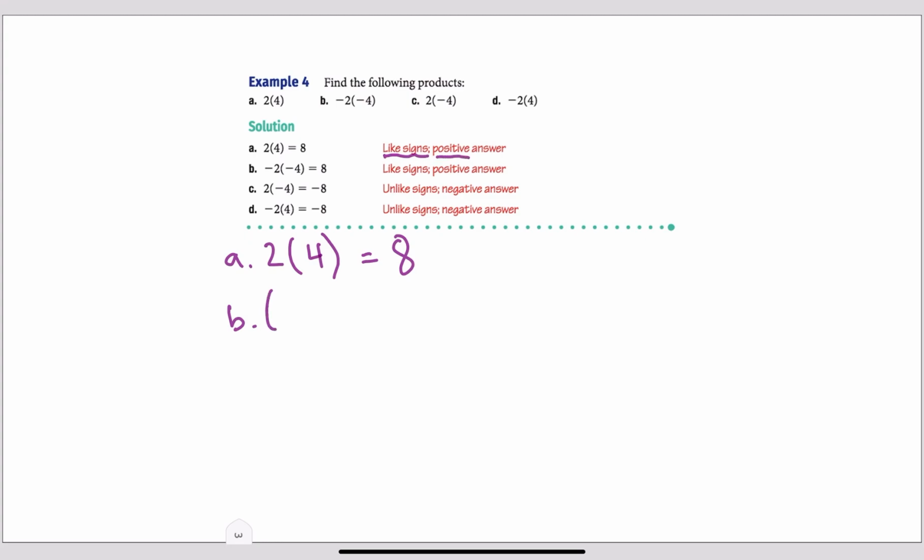Now let's look at B. What happens when I'm multiplying and both of my factors are negative? Well, think about this. Think about owing $4 and then taking away that debt 2 days in a row. Well, if you take away $4 in debt, you take it away 2 days in a row, that $4 in debt, then that has given you $8.